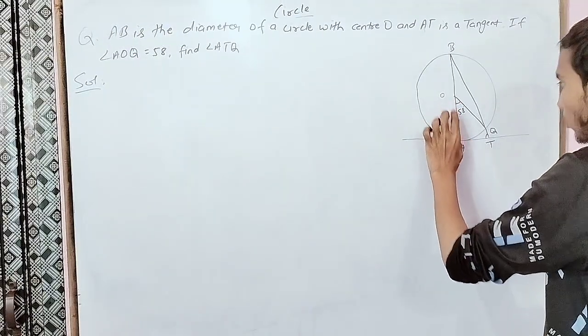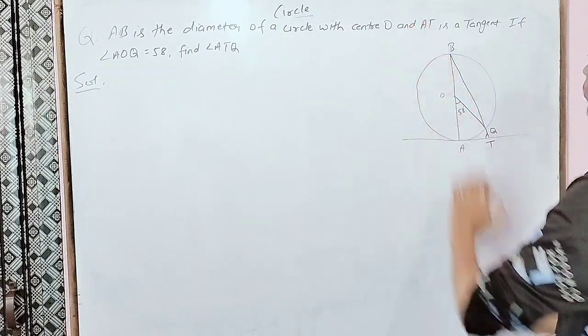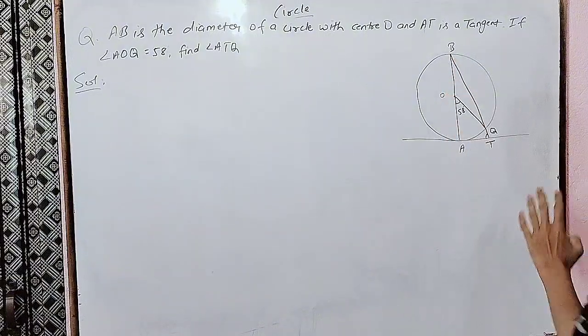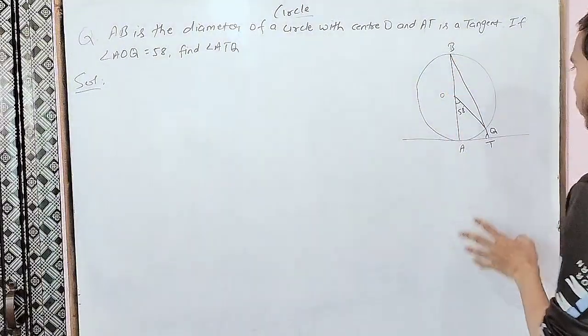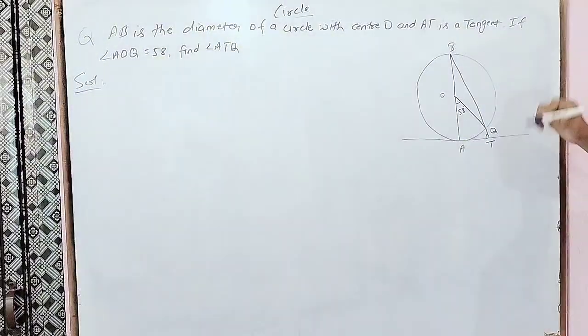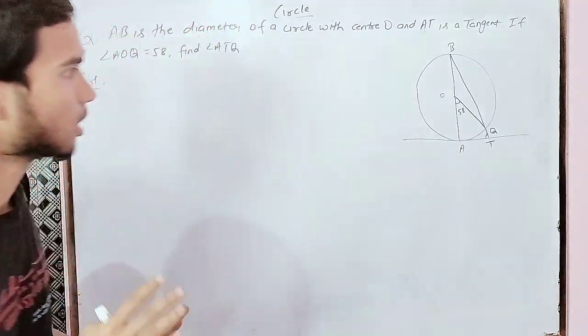So can we say that OA is a radius? Yes, OB is also a radius, where AB is a diameter, that's why. So we cannot say that BT is a radius, BT is not a diameter, no. And we also cannot say that BQ is a diameter, because BQ is a line segment, it will be considered a chord, but it is not passing through the center. That's why we are not considering BQ as a diameter.